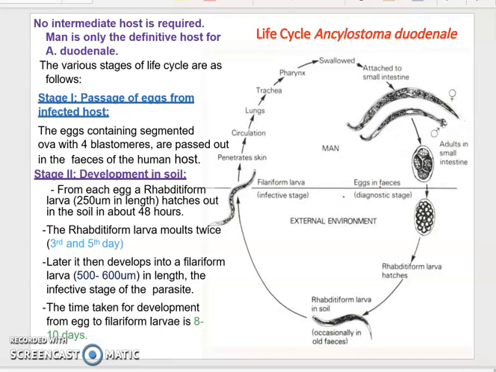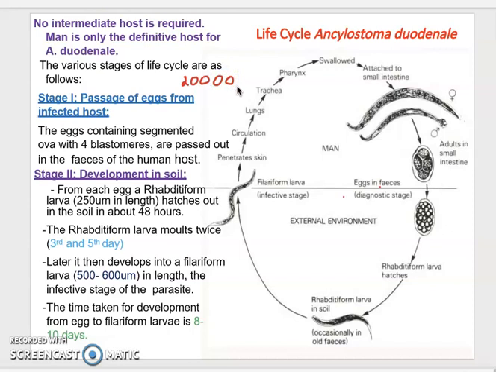The adult male and female undergo mating in the human intestine, and fertilization is internal, inside the female member. The female filled with fertilized eggs is called a gravid female, and this female discharges the eggs into the human intestine, nearly 20,000 eggs per day.